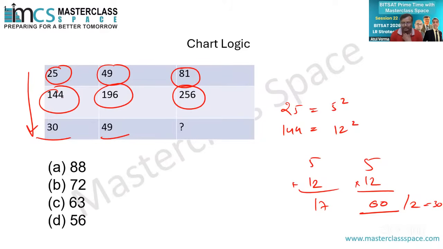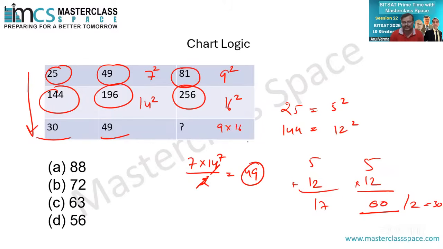Okay, so let's see. So this is 7 square, this is 14 square. So 7 into 14 divided by 2, making it 49. So life is good. Okay. So I think we have found a pattern. This is 9 square. This is 16 square. And 9 into 16 divided by 2. So 9, 8, 72. Okay. So you see.